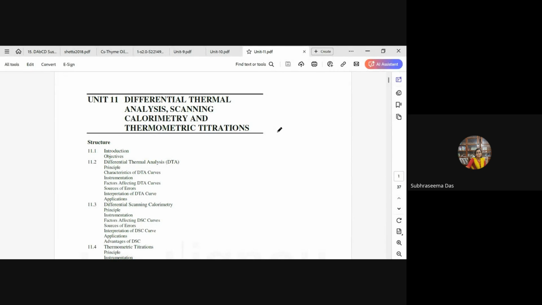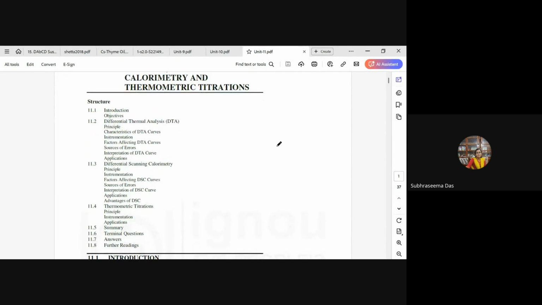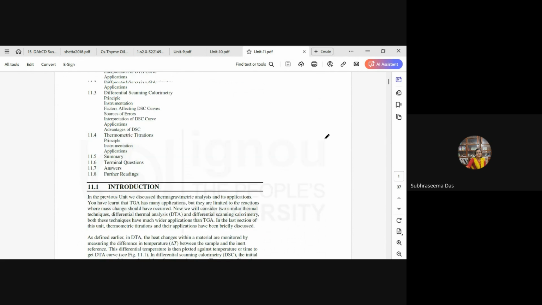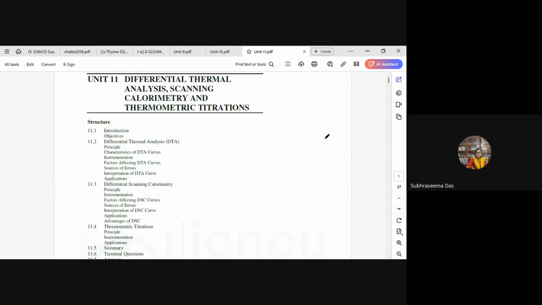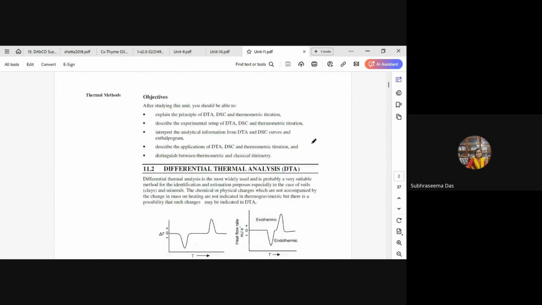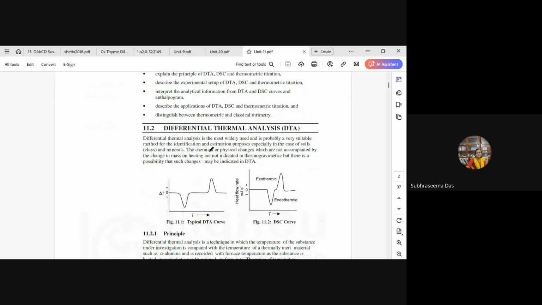So now we'll begin with differential thermal analysis, that is DTA. We talked of TGA, that is thermogravimetric analysis. Here it is DTA, and as the name implies, it is differential thermal analysis, that is delta T, the difference in temperature, that is noted. So first we'll have a basic introduction to DTA.